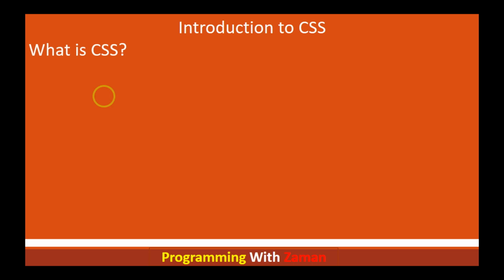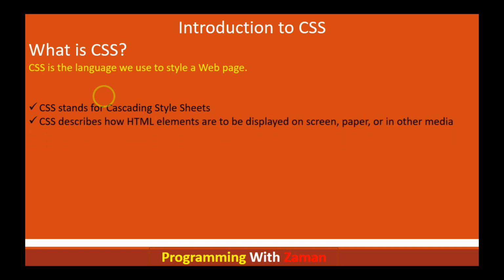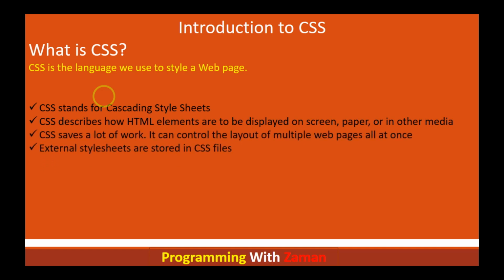What is CSS? CSS is the language we use to style a web page. CSS stands for Cascading Style Sheets. CSS describes how HTML elements are to be displayed on screen, paper, or in other media. CSS saves a lot of work. It can control the layout of multiple web pages all at once. External style sheets are stored in CSS files.